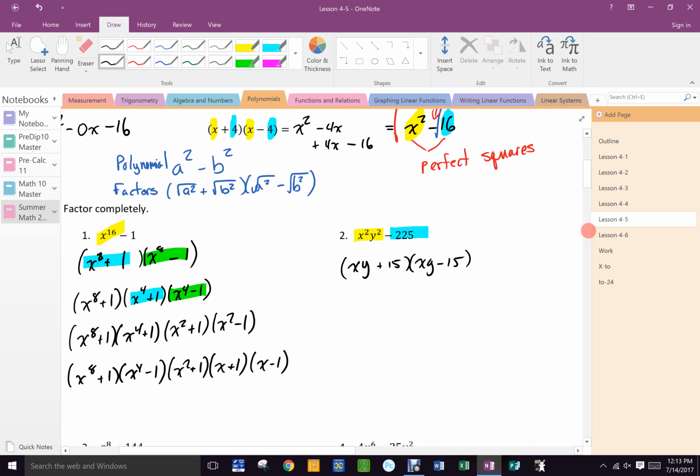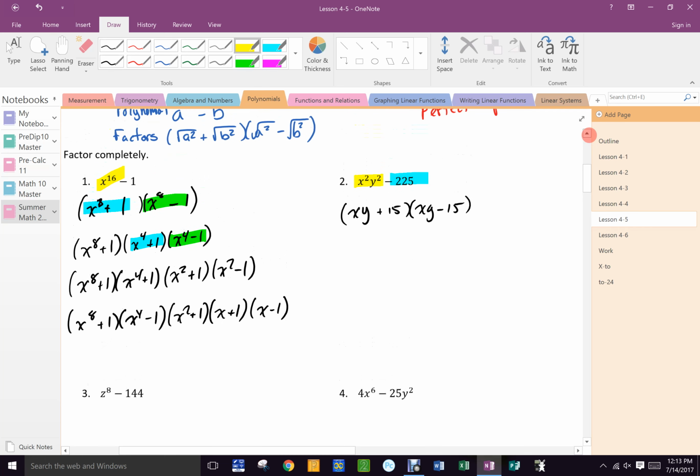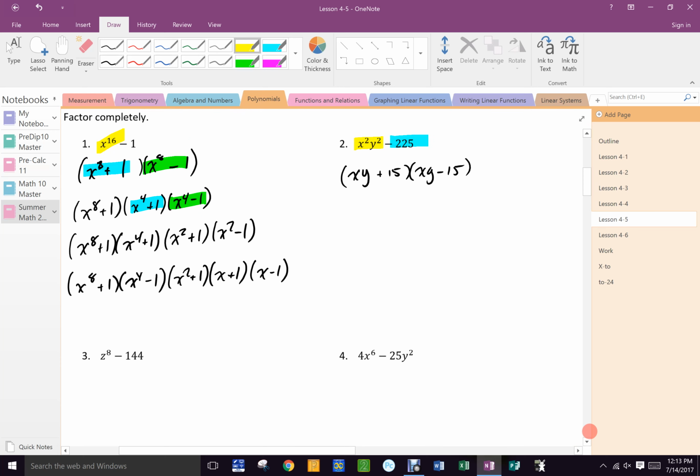Okay. Let's look at 3. Perfect square? How do you know? Even number. So what's the square root? Z to the fourth. Perfect square? What is it? Plus 12. Z squared minus 12. Am I done?